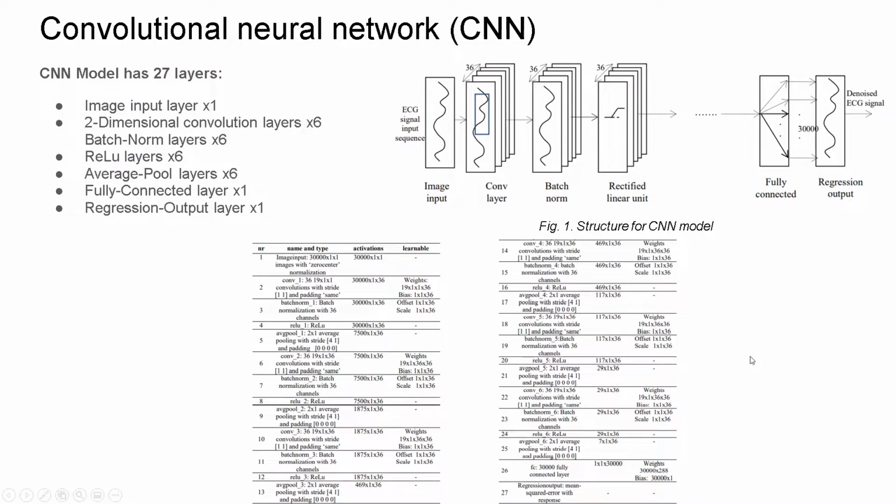So our goal is to use deep neural networks to remove noise from the noisy signal. The first neural network we use is CNN. Figure 1 shows the structure of CNN.